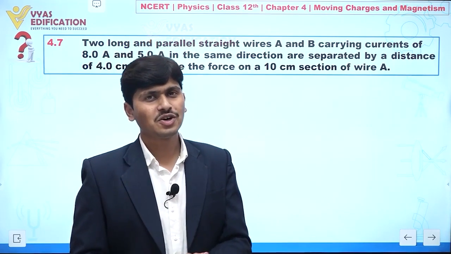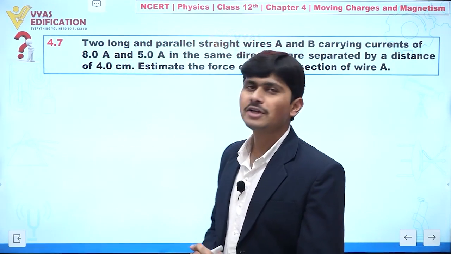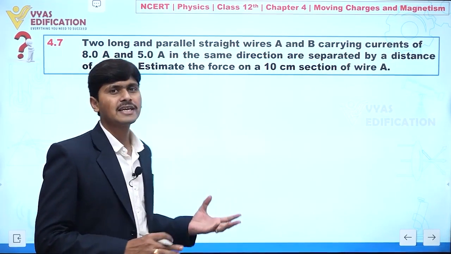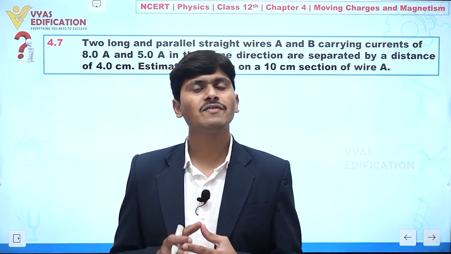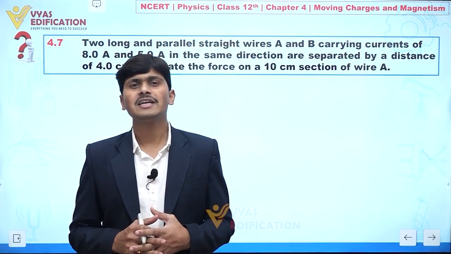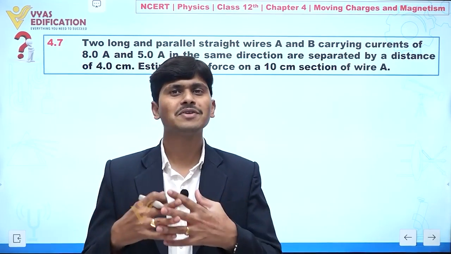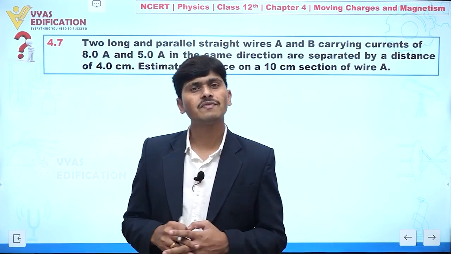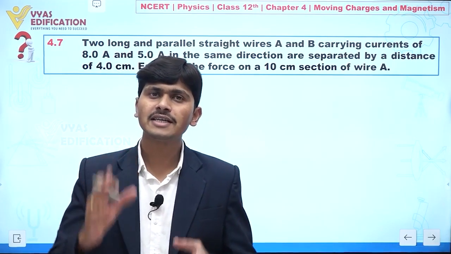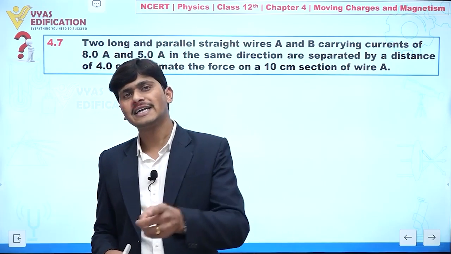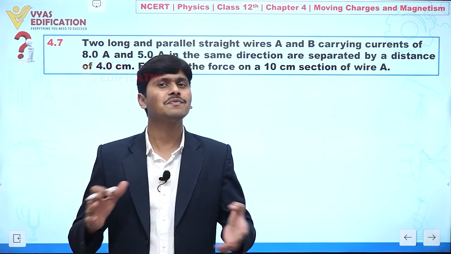Now we are going to solve question number 4.7. This question is related to current carrying wires. When two current carrying wires are placed parallel to each other, definitely a force acts between the wires. Clear? If the current is flowing in the same direction, a force of attraction will act, and if the current is flowing in opposite directions, a repulsive force will act.